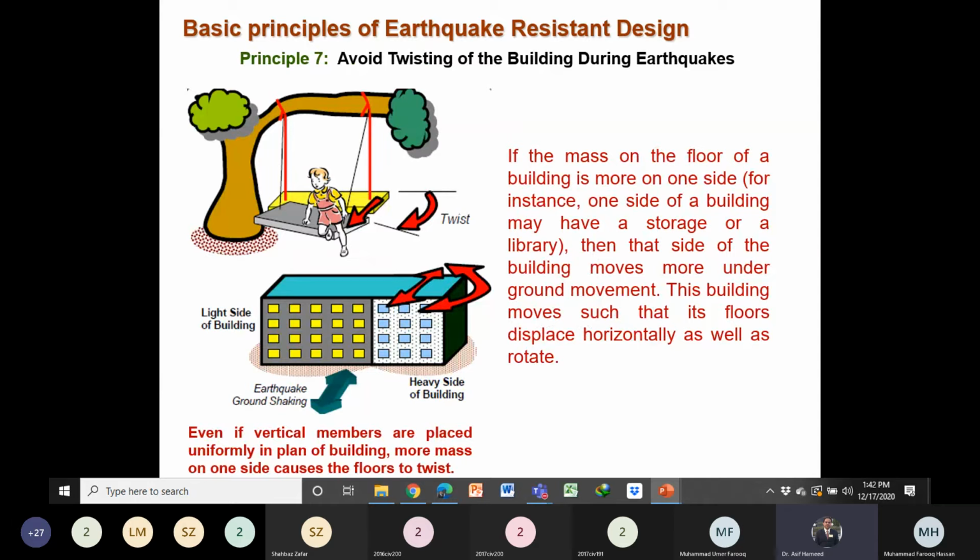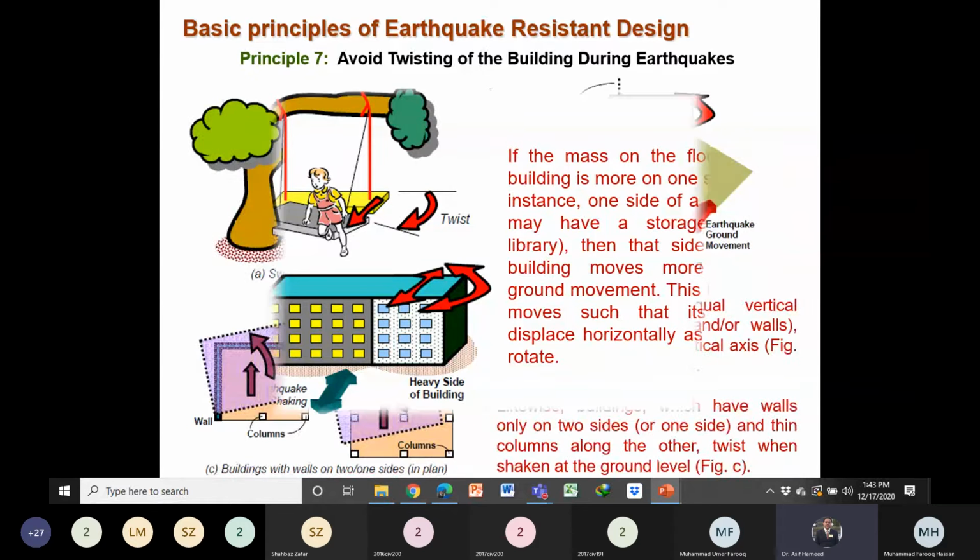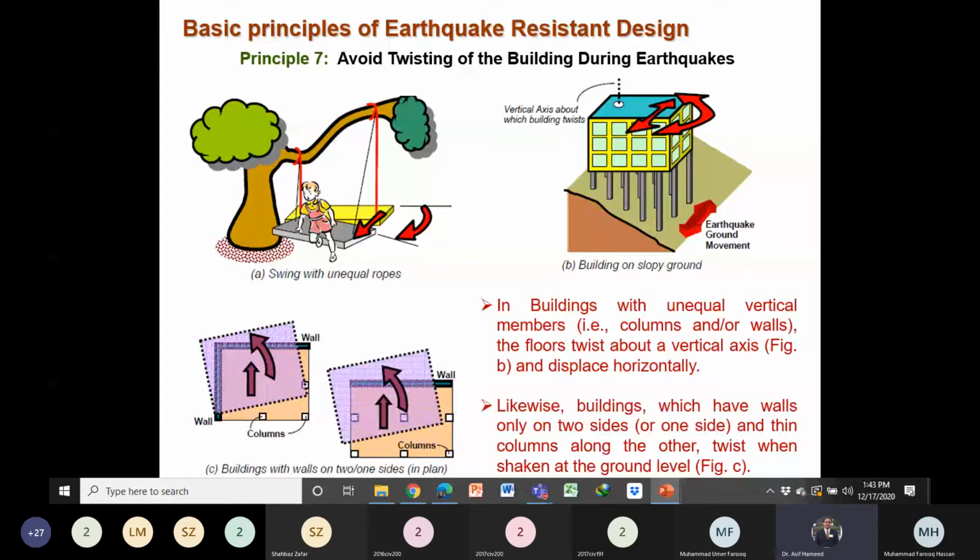Avoid the twisting. This is very, very important. Your structure should be symmetrical. If it is heavier on one side and lighter on the other side, during an earthquake it can twist. Twisting can cause more damage. Whenever you have to design a structure on a slope, you should be very careful. When you have heavier components on one side and lighter components on the other side, again you should be very careful while designing. You can increase the stiffness of these columns, or you can increase the stiffness on the other side.